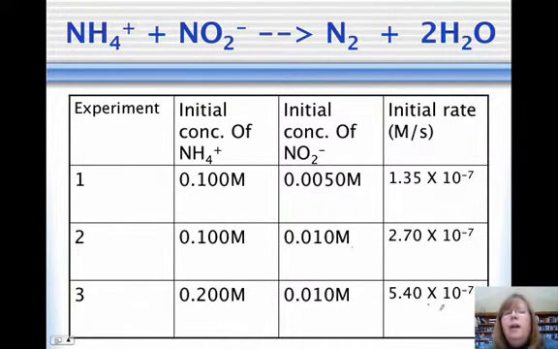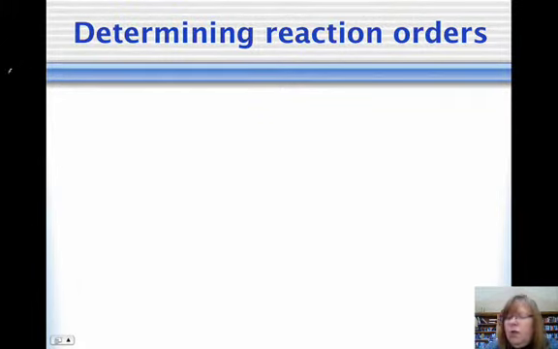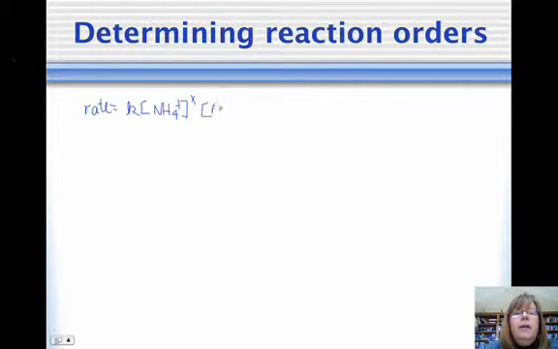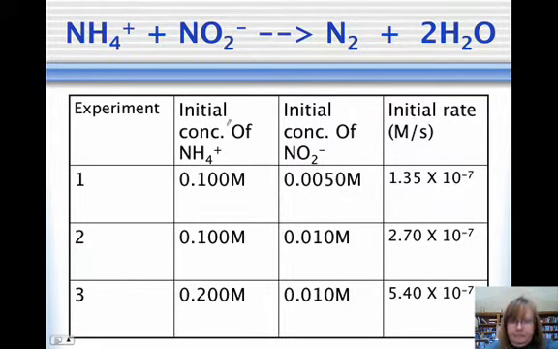Well, first of all, let's write our generic rate law. So rate is equal to k times the concentration of all of our reactants, ammonium, the ion, raised to some order, and our nitrite raised to some order. And our job is to figure out the orders, and this is the language: the order with respect to ammonium, that's x, and the order with respect to nitrite. All right, well, let's go back and look at that data again.